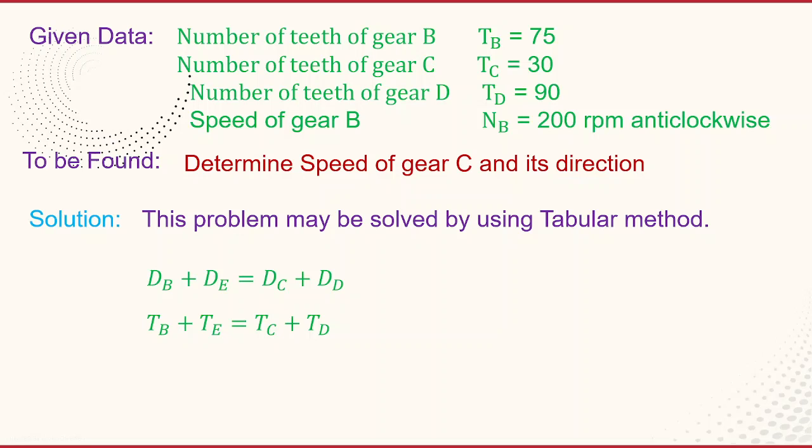From this, the number of teeth of the gear E is unknown, the remaining three are known. We can find it from this equation, therefore TE is equal to TC plus TD minus TB. So we can determine the number of teeth for gear wheel E, that is 45. So now all the gears' numbers of teeth are known. Now use the tabular method.